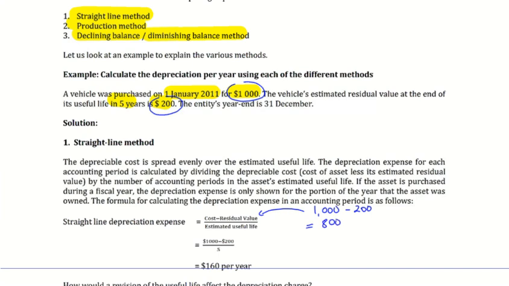How long do I anticipate having this vehicle for? A period of 5 years.